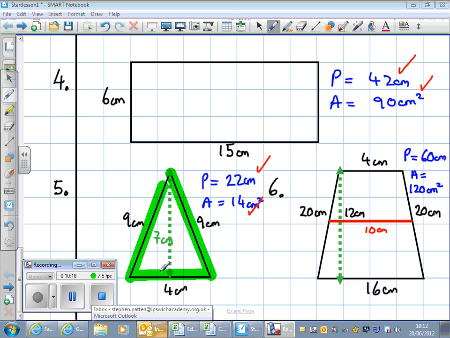Right, just go through that again. Some of the basic rules of the classroom being forgotten by the audience. 4 times 7, 28, halve it, 14 centimetres squared.